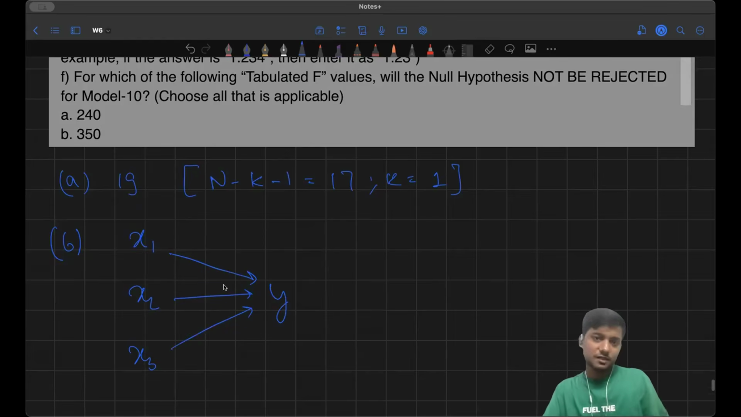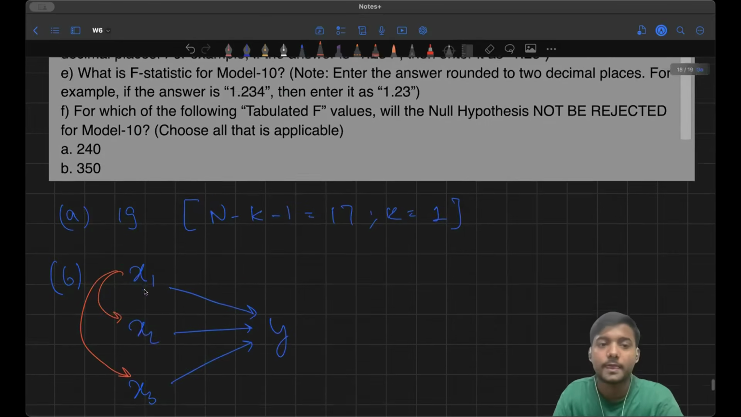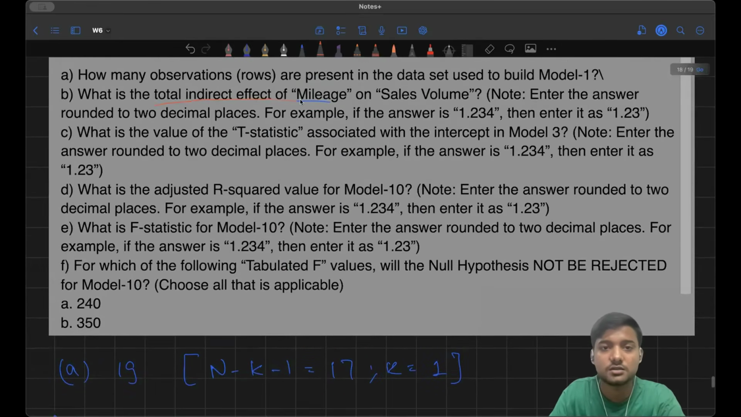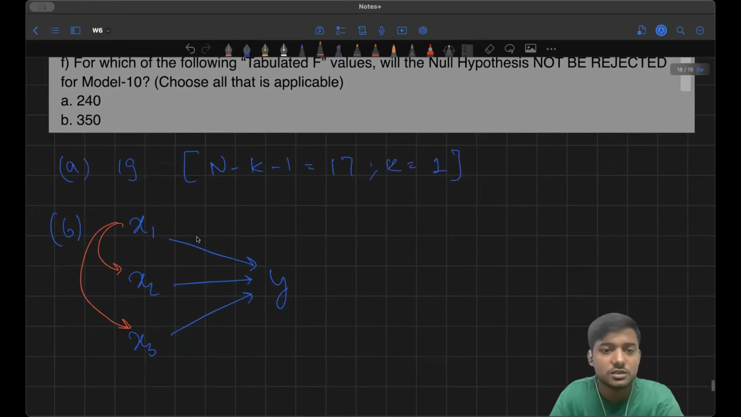So there is some direct effect and there is also some indirect effect. How is it indirect? If I change x1, that means if I change mileage, is there any change in the storage? Is there any change in the charging time? So this is what we need to see, right? And they're asking the total indirect effect. So let's say I'm labeling this: this is A, this is B, this is C, and this is D, this is E.